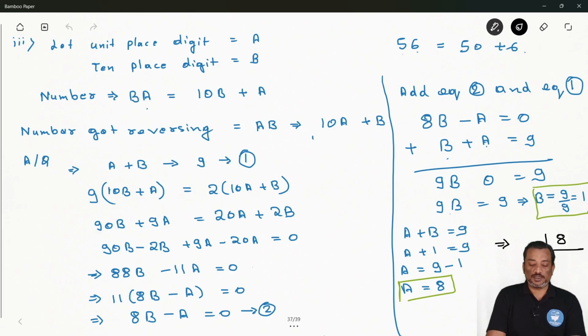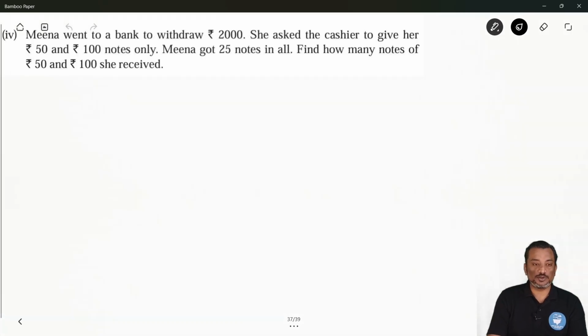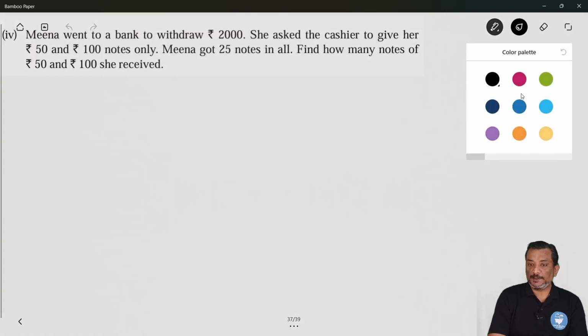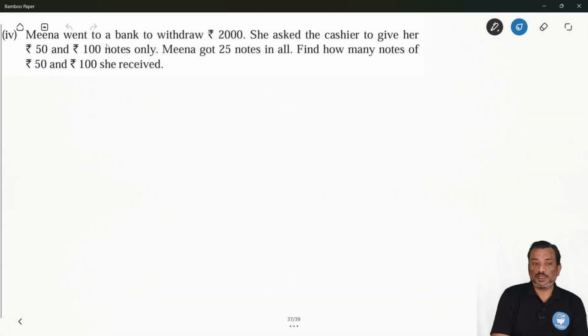Now coming to the next question. So the next question is also an interesting question. So let us look at this carefully too. The question says Meena went to the bank to withdraw 2000 rupees. Okay, she asked the cashier to give her 50 rupee notes and 100 rupee notes.